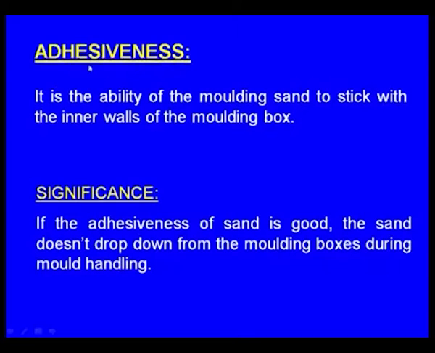If there is no adhesiveness, what happens? We compact the sand in the moulding box, and we hold the moulding box with the handles. As we are carrying it, the mould may suddenly drop down, because there is no binding between the moulding sand and the walls of the moulding box, which means there is no adhesiveness. So a good moulding sand should possess this important property, known as the adhesiveness.